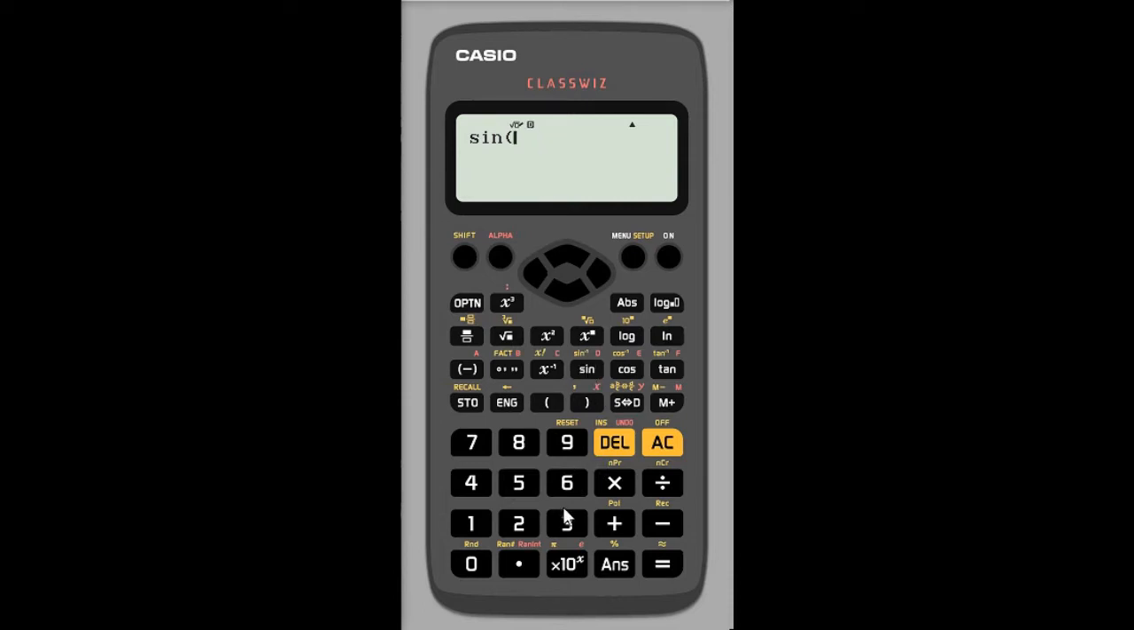Let's try that again. Sine 30, close brackets, equals. And it's 1/2. If we change that to a decimal, we've got 0.5. If you look closely at your calculator, you'll see a little D up here as a double check it's on degrees. But it's a good idea before you do a question just to run that little check.